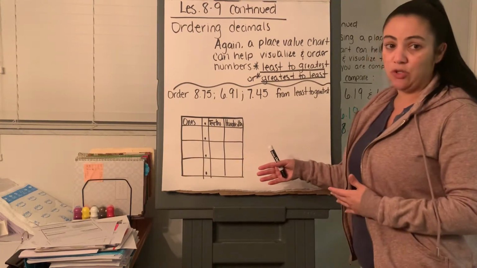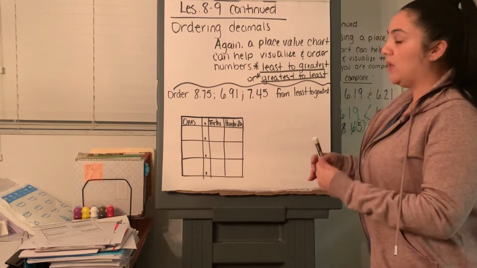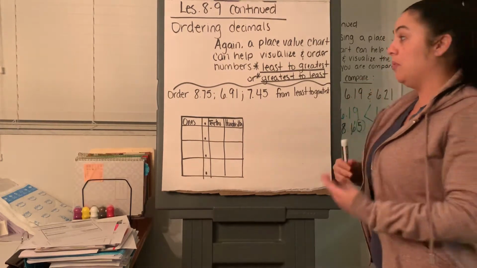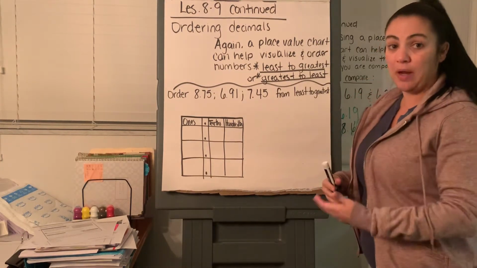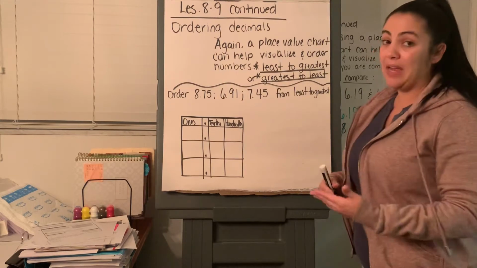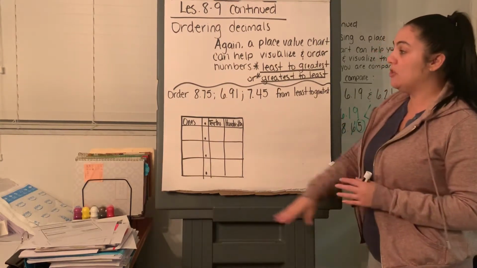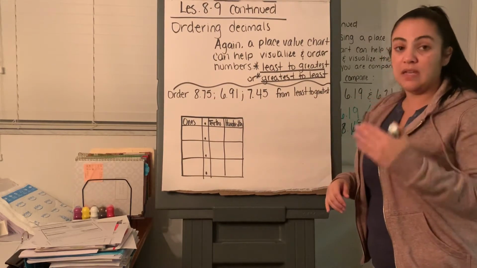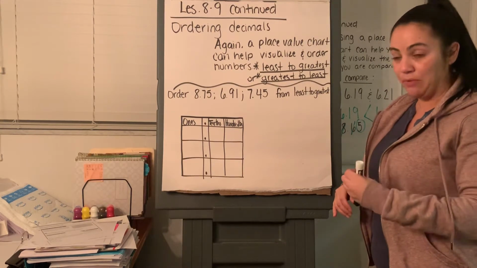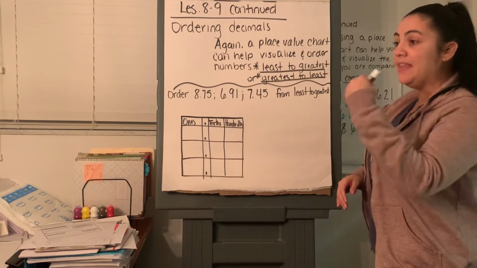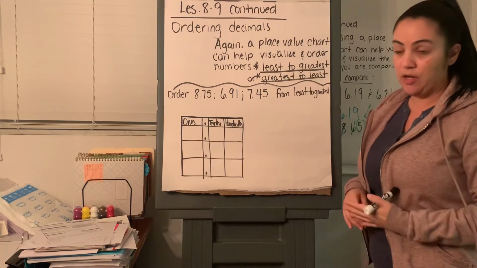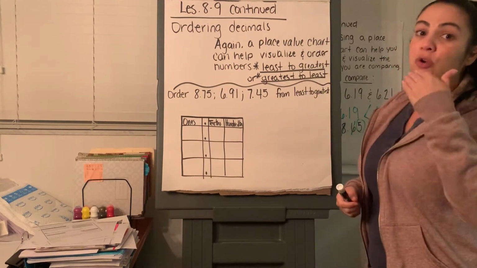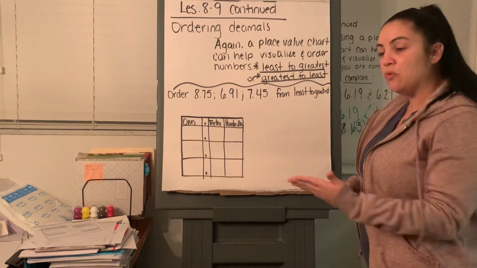Draw yourself a place value chart. Take the time to write them out so that you can see and make sure that you're using the right numbers, they're in the right places, you're ordering them correctly, and you're following directions. If they're asking you to order these 3 decimals from least to greatest, that means they want the smallest decimal, the one that's worth the least amount, first, and then going in an upwards motion with the order of numbers. Sometimes they'll ask you from greatest to least, which means they want you to list the greatest decimal first and then move down.